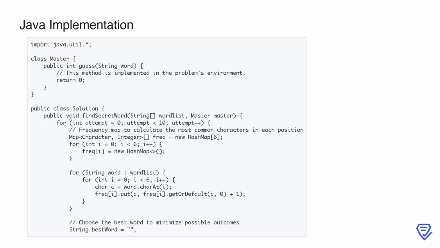This is done using an array of hash maps, where each map corresponds to one position in the words. We iterate over every word in the word list, and for each character at each position, we update its frequency count in the corresponding map. This frequency data will help us choose the best word to guess next.